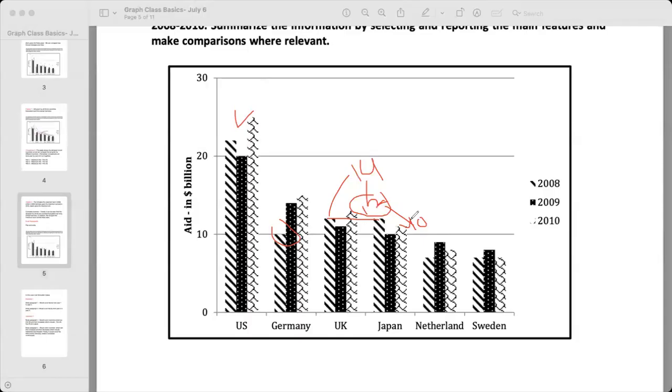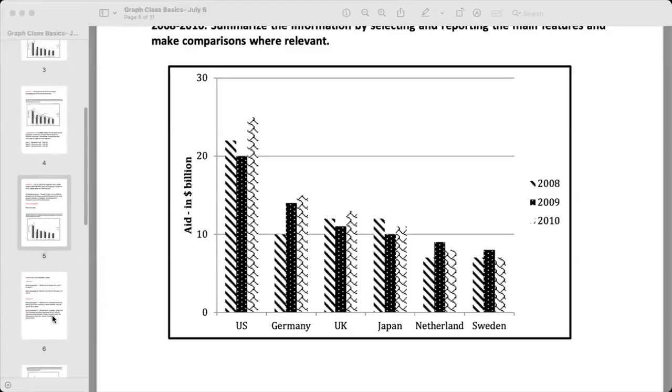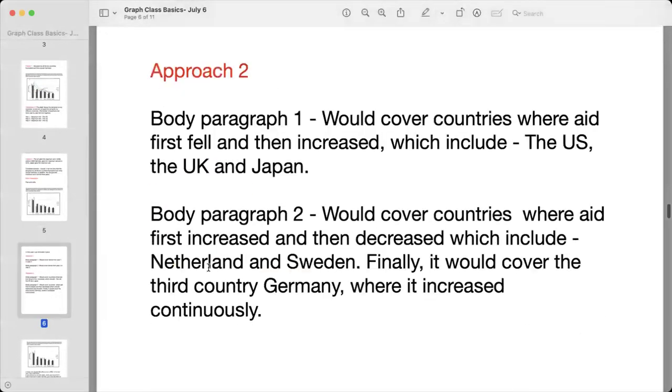So just plan and write. That's my idea. If you do that, you'll end up writing a good essay or a good graph. Okay, so here I've written the two approaches, and you can go over them if you want.